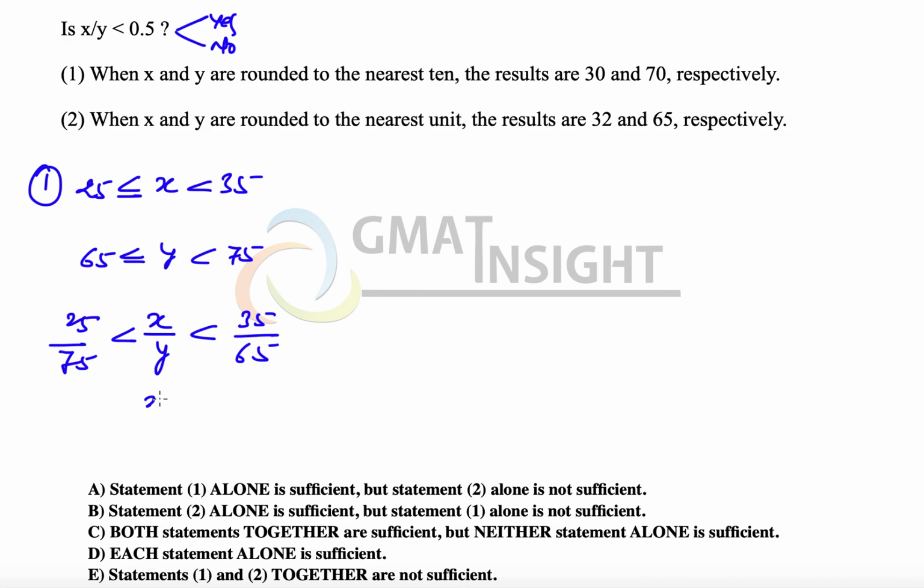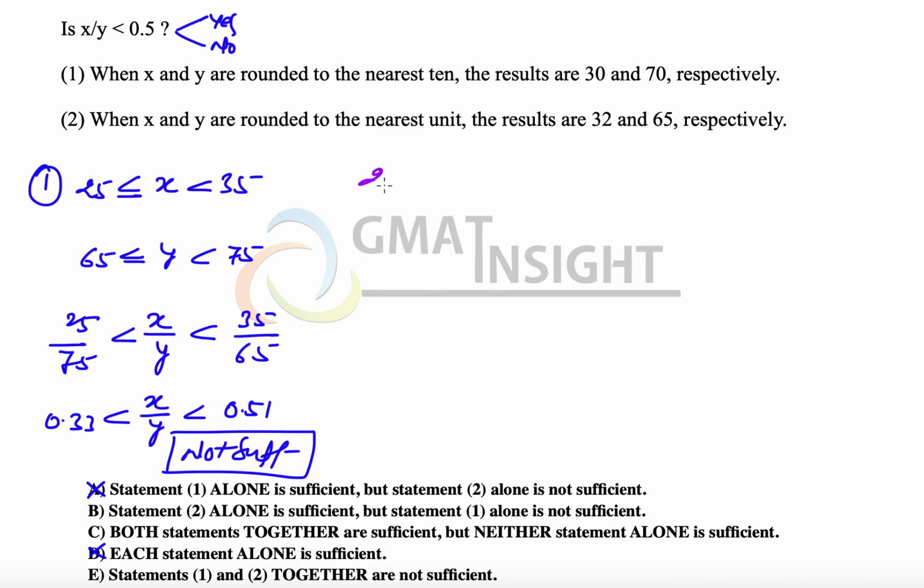But now when we look at the range of x upon y, we can see that this value is definitely greater than 0.5 because half of 65 is 32.5. So it can probably be 0.51 or 0.52. Let's take 0.51, and let's not even make it equal to; let's say that it is less than 0.51, which means 0.5 is acceptable, and it is greater than 25 upon 75, which is 0.33. Here we can see the answer could either be yes or no. Therefore we say that the first statement alone is not sufficient, and here we eliminate option A and option D.